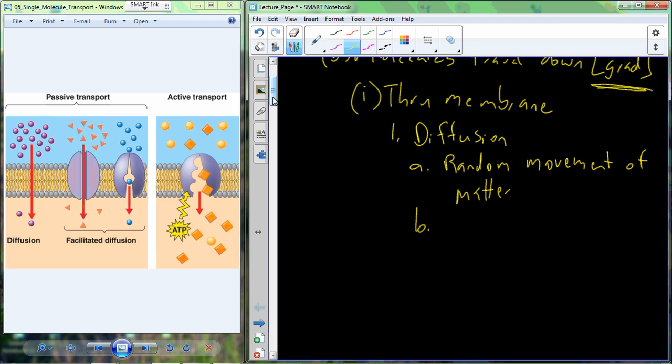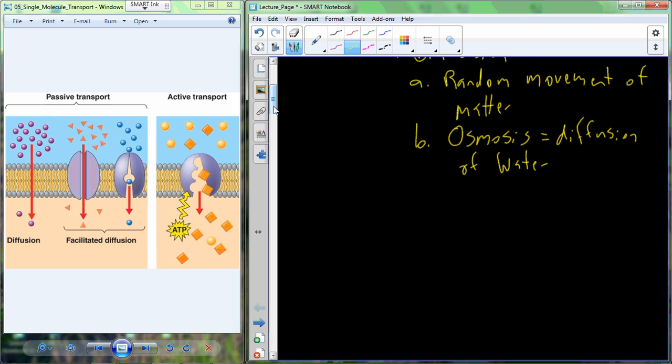Now, in the case of water, if we've ever viewed water crossing from one point to another, say across the membrane, we call that osmosis. So the term osmosis is actually a term that describes diffusion, but it's specifically for water. So we're reserving the term osmosis for diffusion of water. Okay, so this is directly through the membrane, simple diffusion.